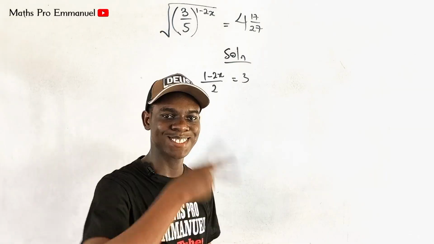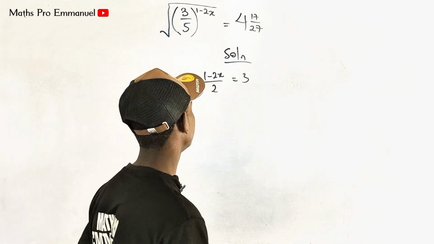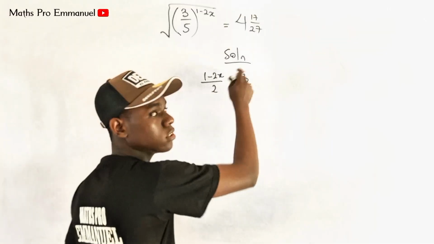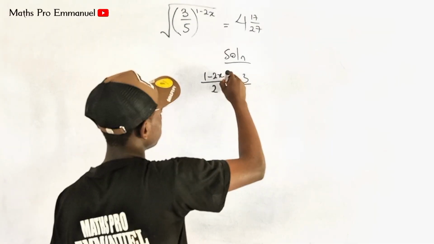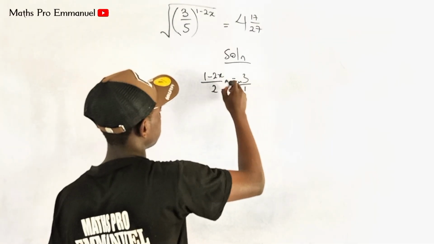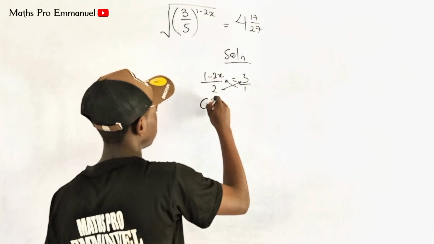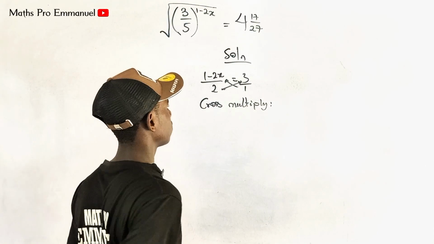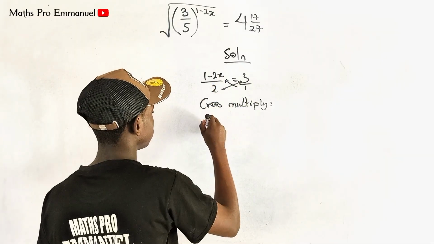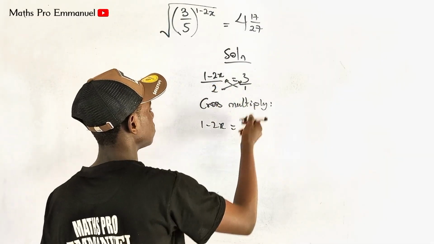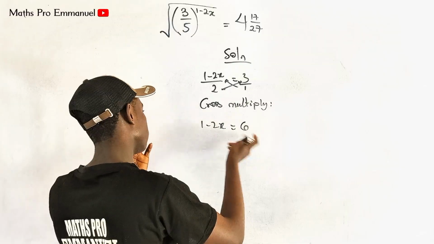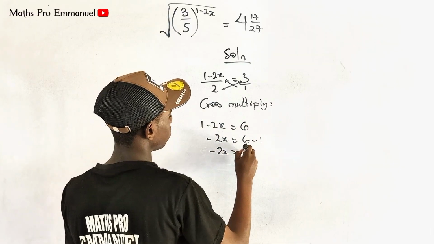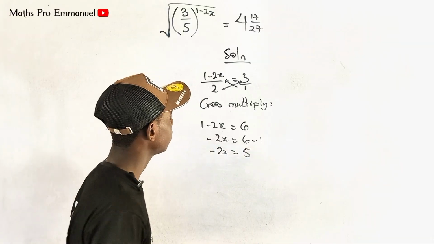Very simple. So welcome back. Now let's continue solving. I'll just need to cross multiply. So now 1 times all this, I have the same thing as 1 minus 2x. Then 2 times this, I'll just have 6. Then I'll have minus 2x will be equal to 6 minus 1. Minus 2x will be equal to 5.